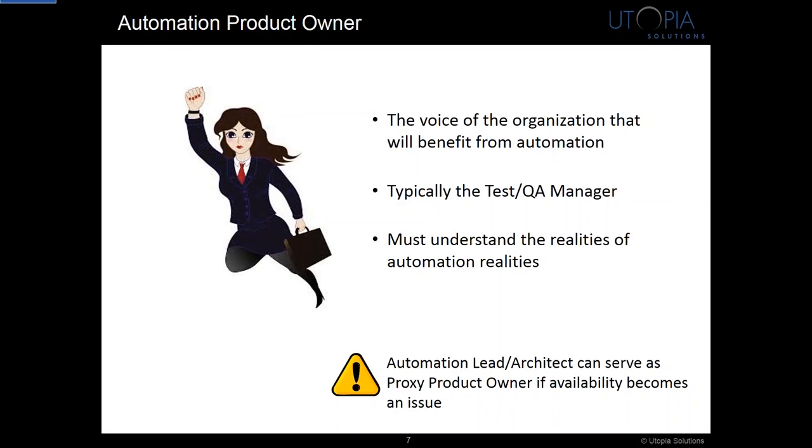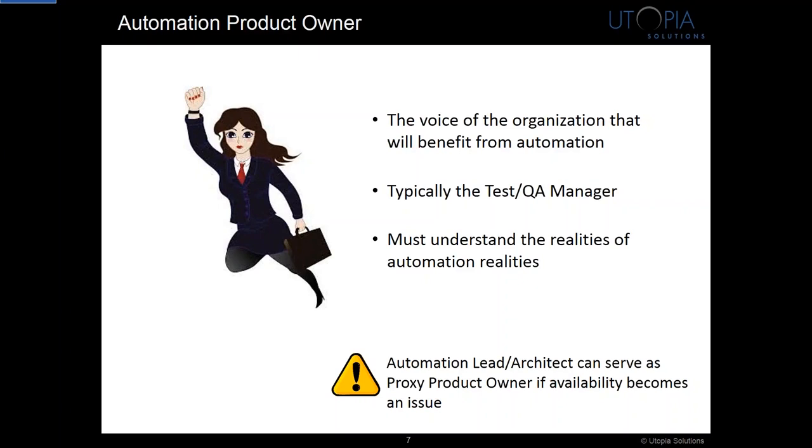Very often the product owner, at least in our implementations, is the QA testing manager responsible for the quality of the application under test. Therefore, it's extremely important that the resource filling this role has a realistic understanding of what automation is and the benefits that it can provide. An automation product owner with silver bullet syndrome is not a good recipe for success.